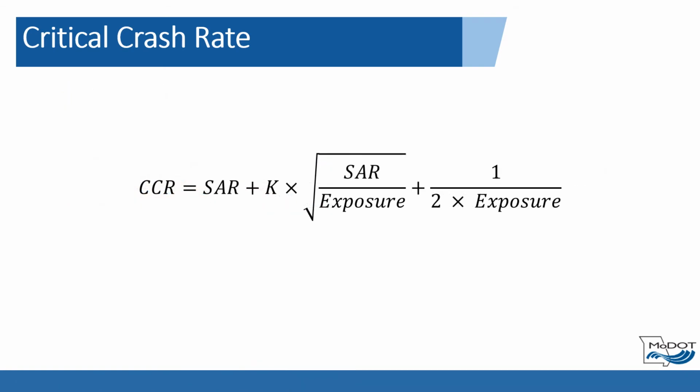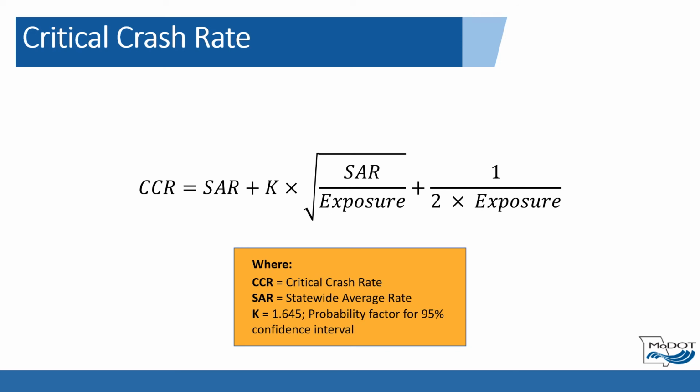The critical crash rate is calculated as follows. The critical crash rate is equal to the statewide average rate plus k times the square root of the statewide average rate divided by exposure. This is then added to 1 divided by 2 times the exposure. K is equal to 1.645 and is the probability factor for a 95% confidence interval. Note that exposure is specific to the site being evaluated and uses the same formula as provided on slide 14.